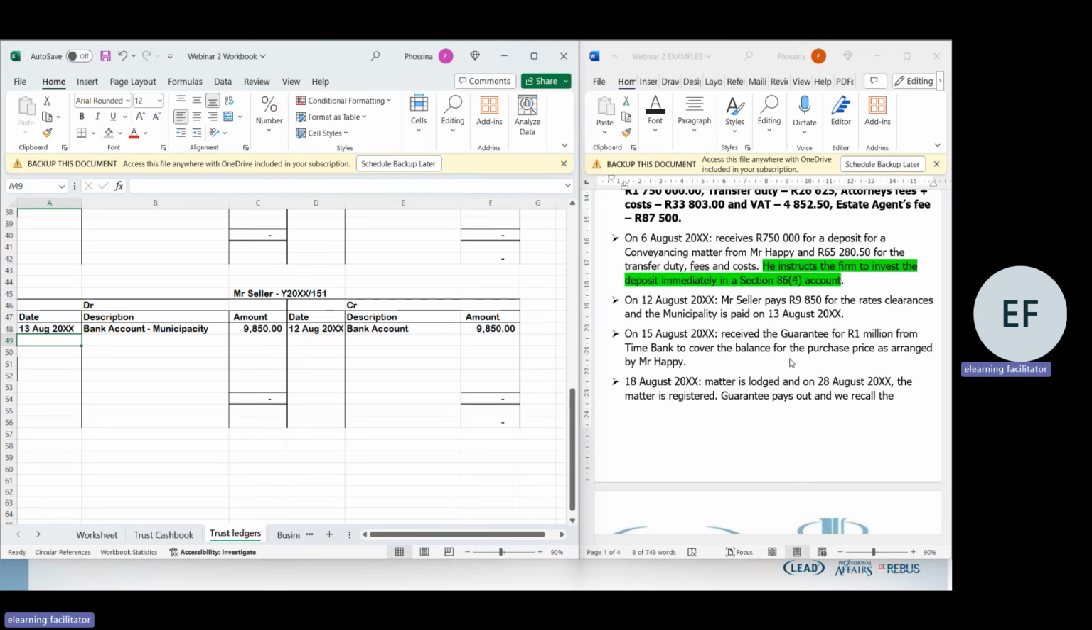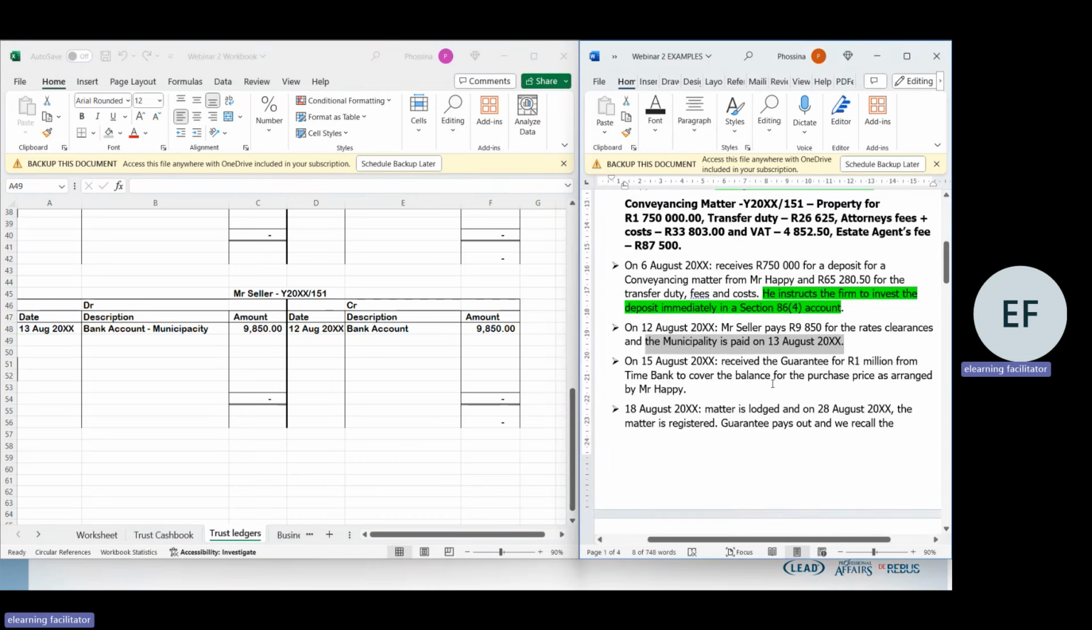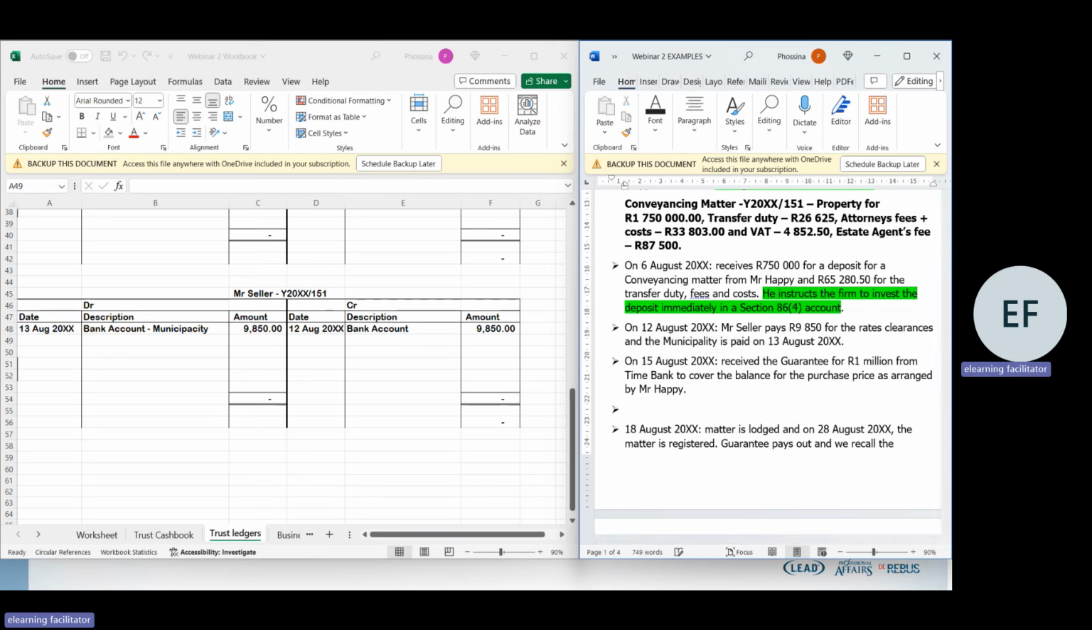Okay, and then I see in us receiving guarantees, the other part that we have not done is that I think there's an omission where we haven't paid for the transfer duty. So we need to pay the transfer duty. After the guarantee, let's say we've received the guarantee, there's a part where Mr. Y then pays the transfer duty, because you cannot lodge without having a transfer duty receipt.